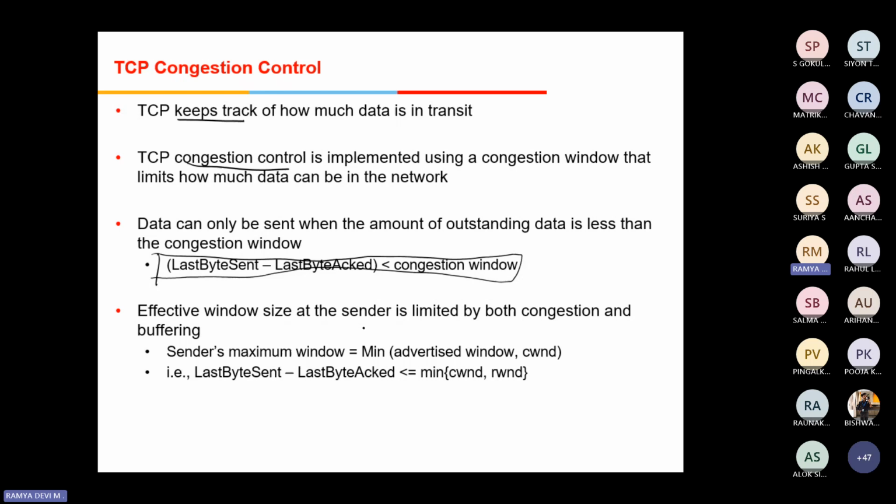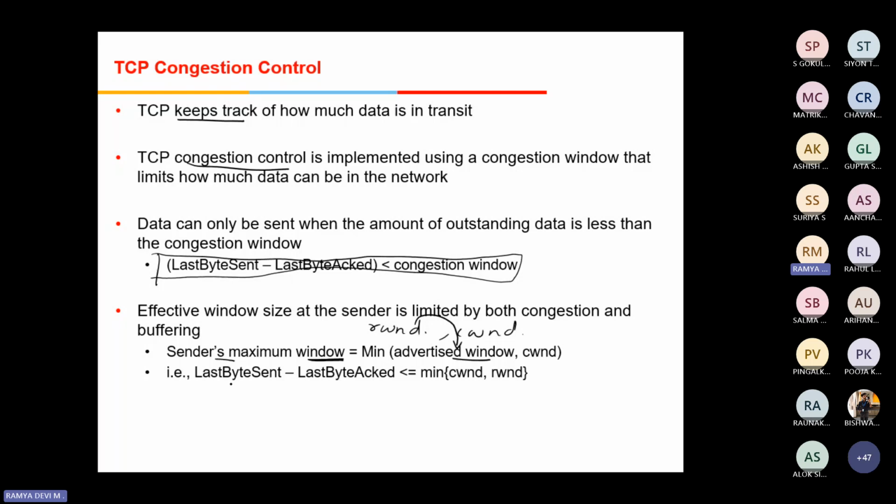That is, the receiver's advertised window is RWND, based upon the receiver's buffer space. And also the congestion window, that is CWND. So the sender's maximum window size should be the minimum of the advertised window, that is, the receiver's window size, and the congestion window. Whichever is minimum, that will be taken as the window size.